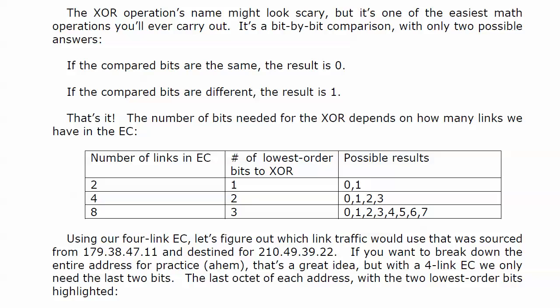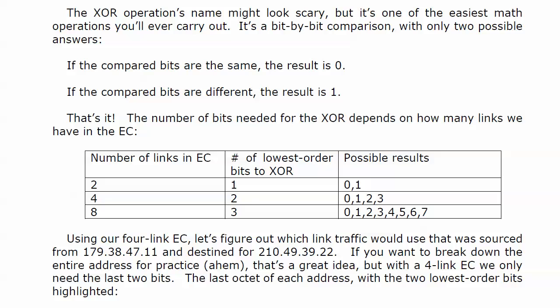And then with 8 links, we would need 3 lowest order bits, because the possible results there will be 0 through 7, and to express the highest value there, 7, we have to have 3 bits. And let's do an example of this. You'll see how easy it is.